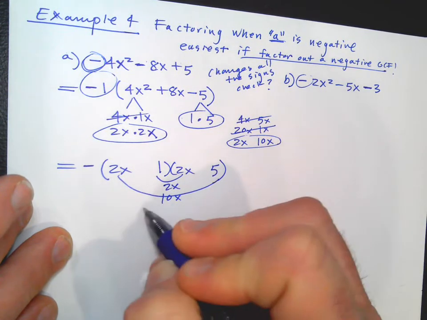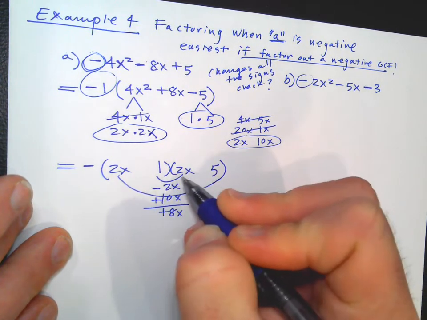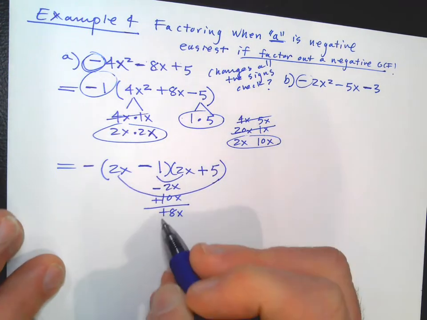So we get that. We want it to add up to positive 8x. So this one's got to be positive. This one's got to be negative. So this one's negative, right? That's where that comes from. This one's positive. You double check it.